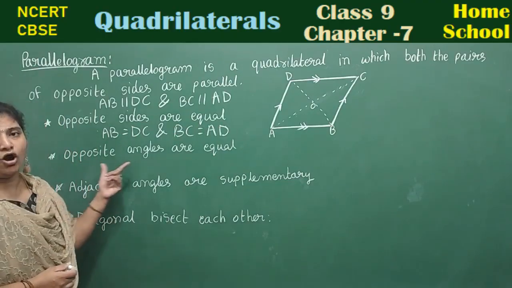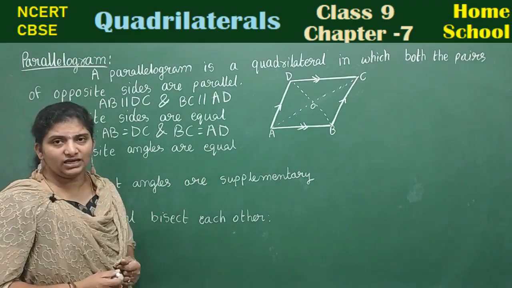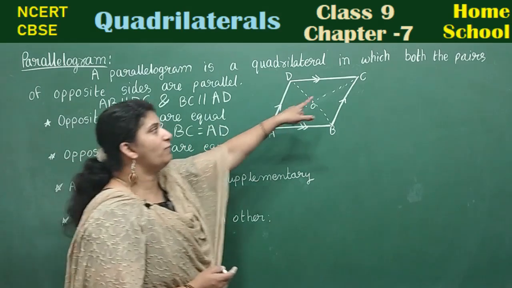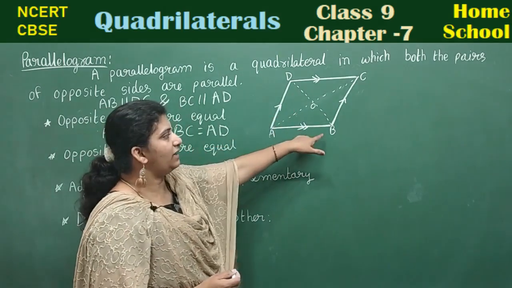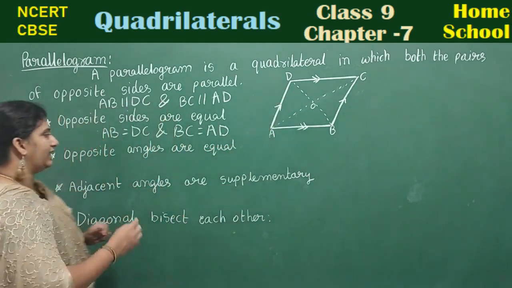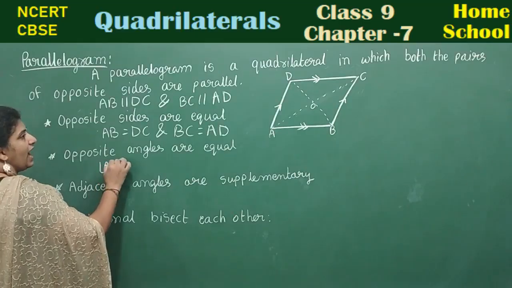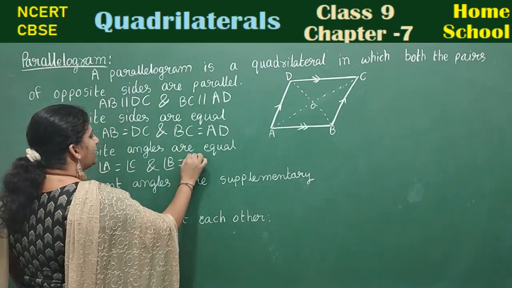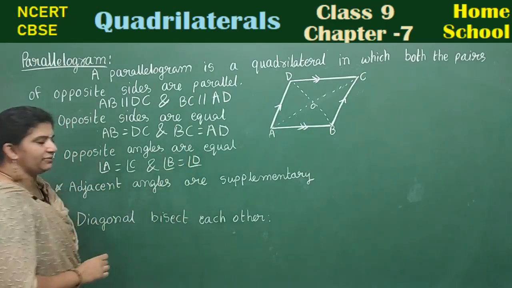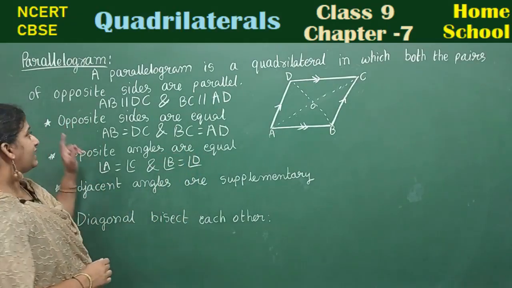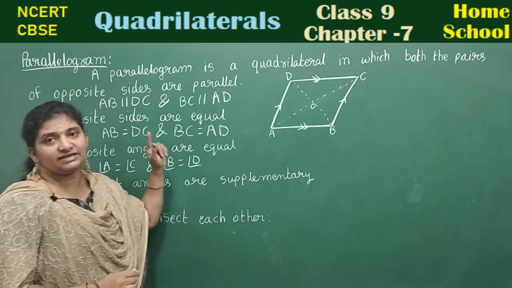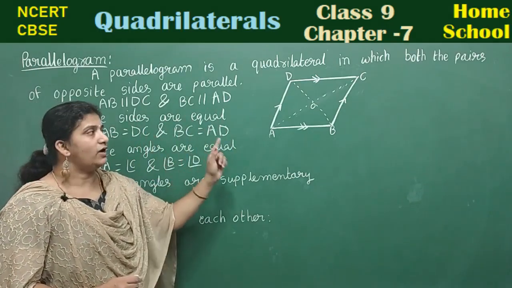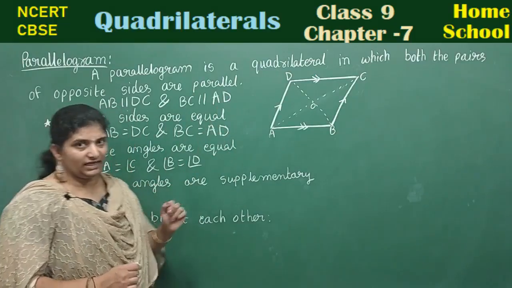Next point, opposite angles are equal. What are the opposite angles? Angle A is opposite to angle C. Angle B is opposite to angle D. That means angle A is equal to angle C and angle B is equal to angle D. Once again I repeat, opposite sides are parallel, opposite sides are equal and opposite angles are equal.